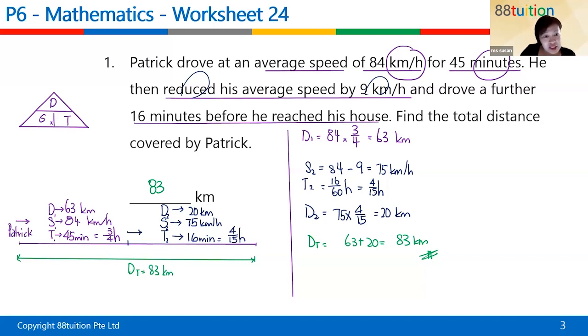So your answer will be 83 kilometers for this. So far, okay, who needs me to repeat? Type it here if you need me to repeat this particular question. What D1, D2 represent is the different parts of the journey. Since this is the first part of the journey, then D1, S1, T1. The second part will be D2, S2, T2. Just to separate them, okay?